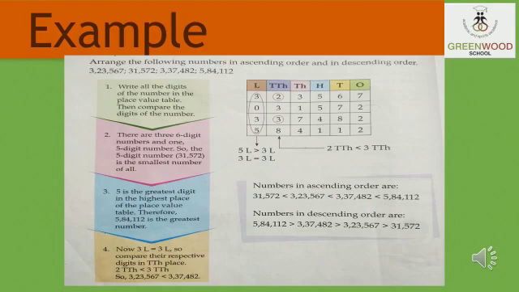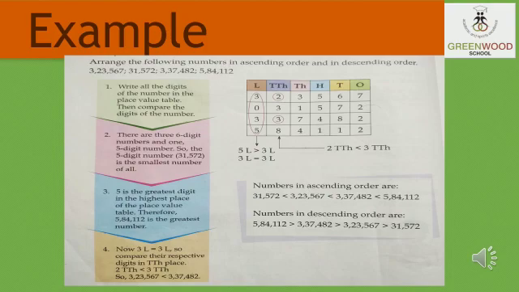3,23,567, 31,572, 3,37,482, 5,84,112. Let's arrange these numbers in ascending order.